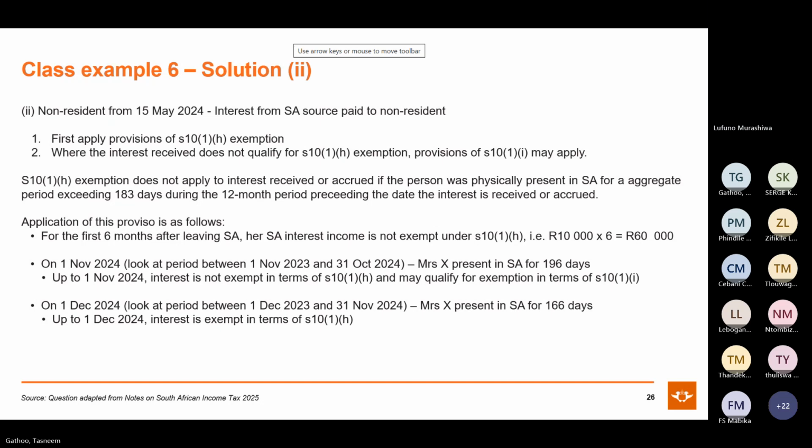Good evening. I just wanted to find out why we are using the 1st of November and not looking at exactly the period starting from May. Is there a reason why? And secondly, why are we looking at December? I think I'm lost around that portion only.